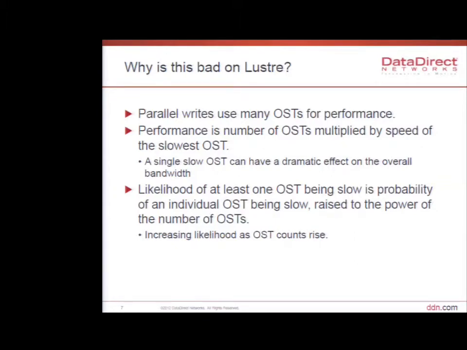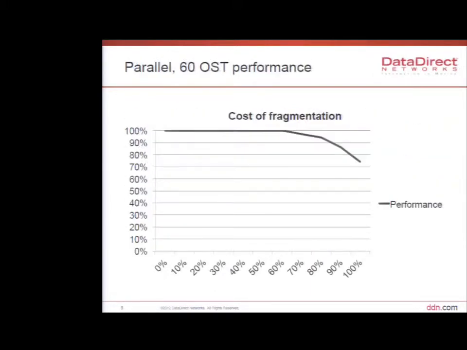So larger OST counts become a real problem. If you take the previous graph and just render that same graph but on a file system with 60 OSTs, then you get that. It's exactly the same underlying data, but just calculated up for 60 OSTs. And it's a real measurable effect.